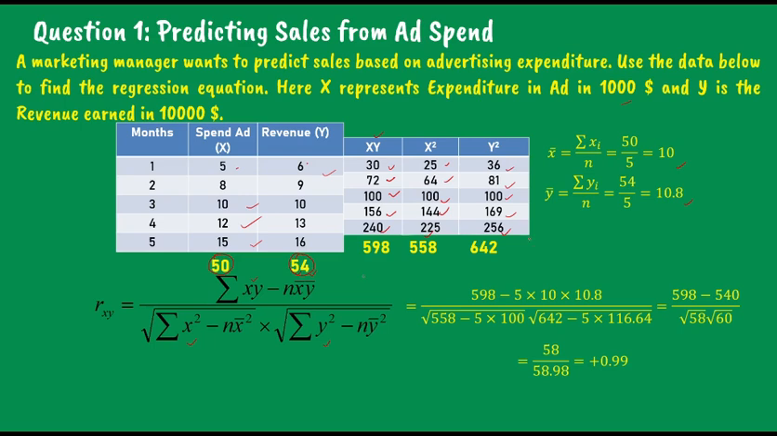So here we go. Summation xy is 598. N is the number of observations, or number of pairs, so that is 5. X bar is 10. Y bar is 10.8. And here we have summation x square, that is 558, minus 5 into x bar square. So x bar square is 100. And summation y square 642 minus 5 into this. Accordingly, I replace the values here. So this is equal to, we have these values, and then ultimately we get the correlation as plus 0.99.